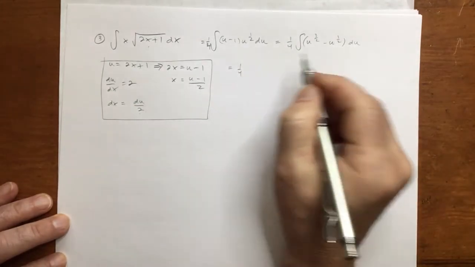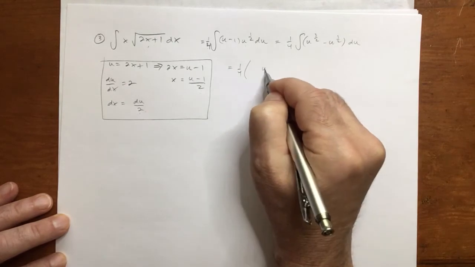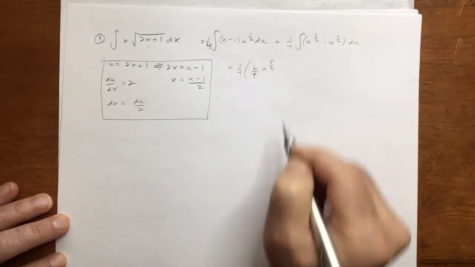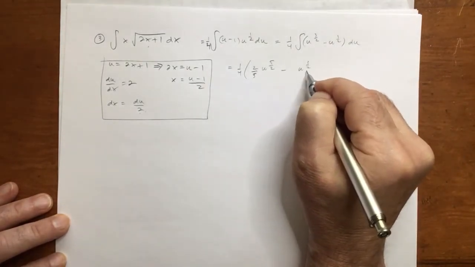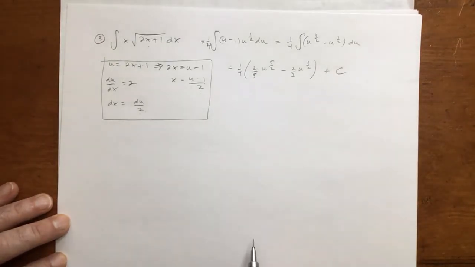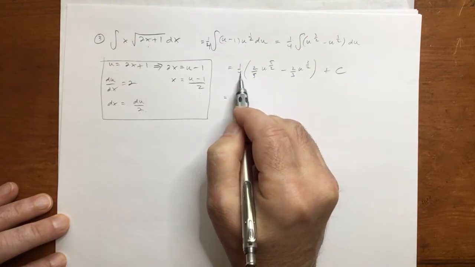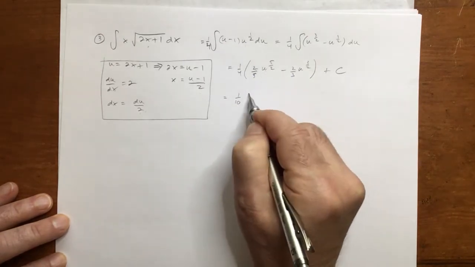Okay, and then, let's try to do this quickly. I have the 1/4. I'm going to add 1, I get 5/2, right? So u to the 5/2 times 2/5, or divide by the new exponent. And this one, u to the 3/2 times 2/3 plus big C. I'll distribute the 1/4, and so I get 1/10, and I'll replace the u's.